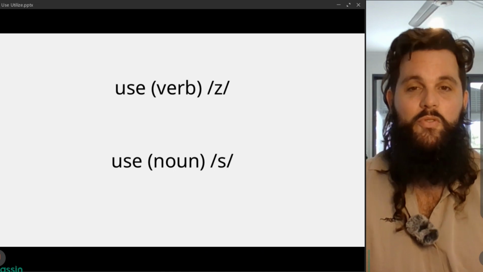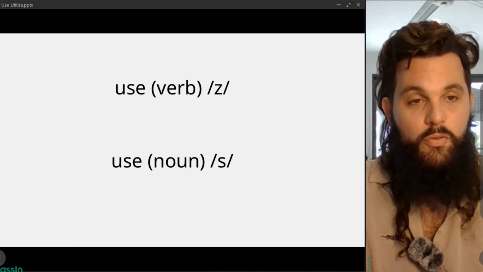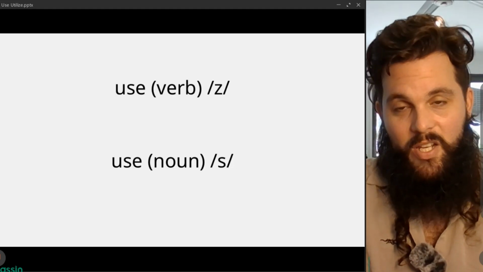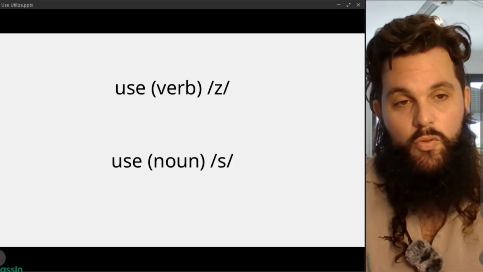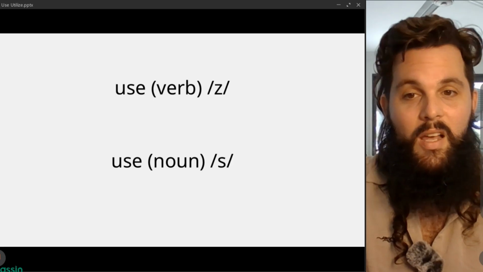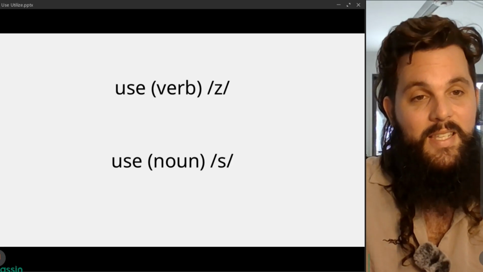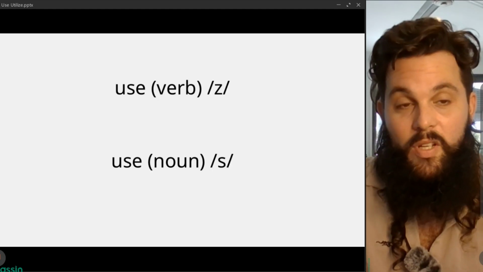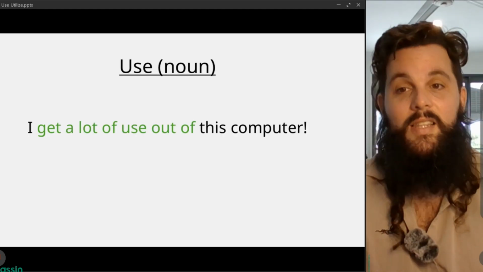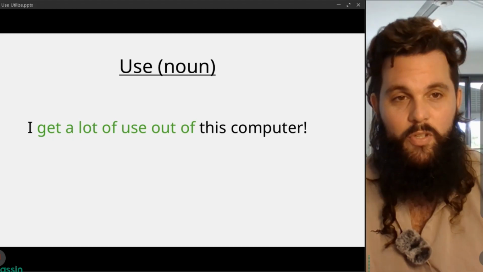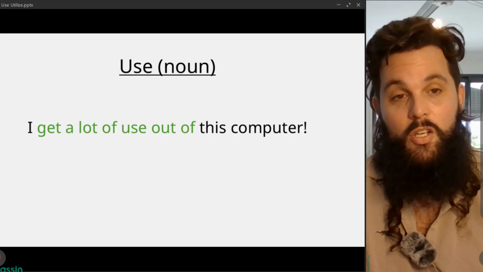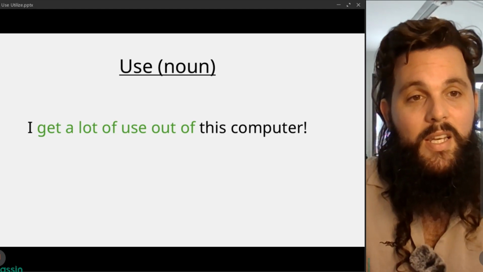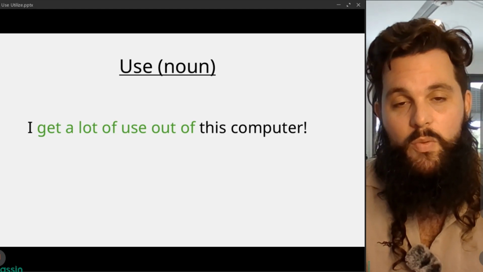All right, now the last form we'll talk about is the noun form of use, which is "use." Now remember before we talked about just changing the pronunciation slightly. "Use" has a Z sound, but "use" just has an S sound, and it changes the form. This appears in quite a few English words. You could use it in a sentence like this: I get a lot of use out of this computer. It's just saying that you use it quite often. Maybe the sentence could also mean that it's also utilized quite often as well.